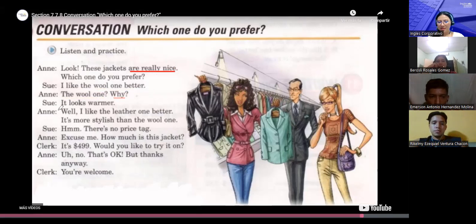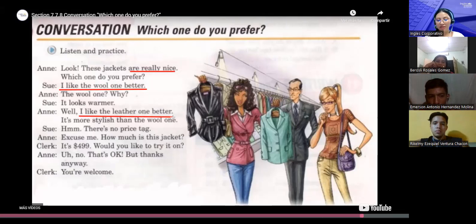Why? It looks warmer. Se ve un poco más caliente. Sí. Well, I like the leather one better. Take a look at the expressions. Expresando likes. I like the wool one better.